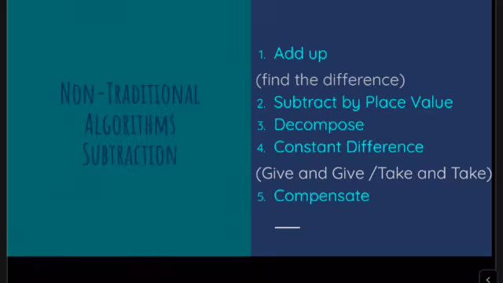haven't used with addition. But then we have subtracting by place value, decomposing. We have constant difference, which is similar to give and take. In subtraction, we would call it give and give or take and take, and we'll discuss why. And then we can use compensating for subtraction as well. All right, so let's start with adding up or finding the difference.